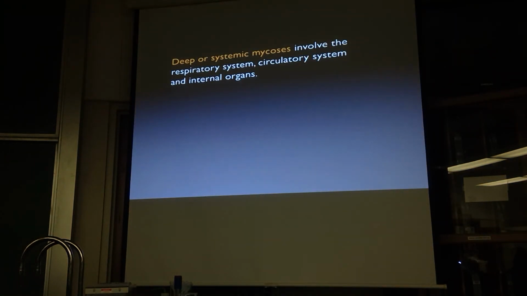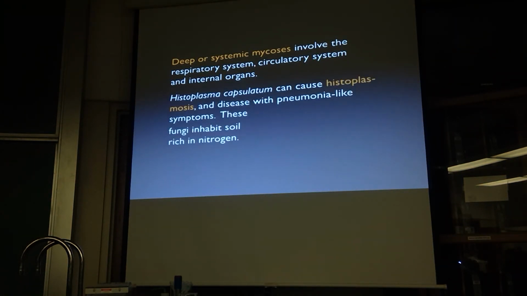Another organism that causes deep or systemic mycosis is Histoplasma capsulatum. Histoplasma also is a soil fungus. They tend to like soil that has a very high nitrogen content. So in places where there's a lot of bird droppings or bat droppings, people that do spelunking, spelunkers lower themselves down into caverns and then creep around in these caverns, and if there's bats in there, sometimes they're coming face to face with bat droppings.